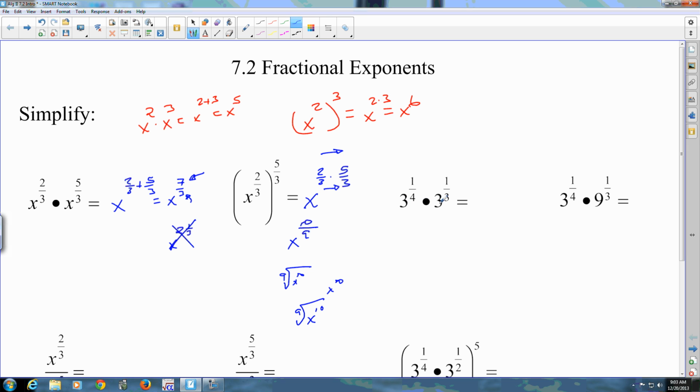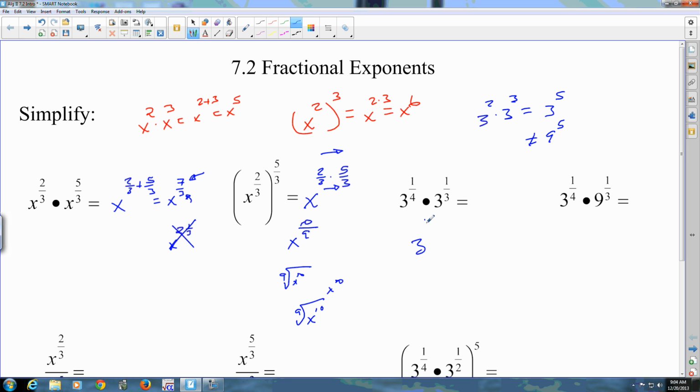When you're multiplying again, you don't mess with the base. Just like if you had 3 squared times 3 cubed, you're multiplying, so you add your exponents: 3 to the 5th. It's not 9 to the 5th. You don't combine the bases. Okay? So you're going to add your exponents.